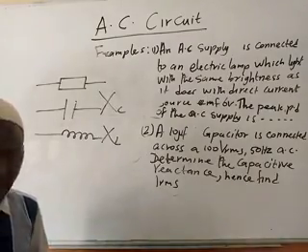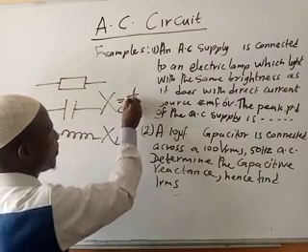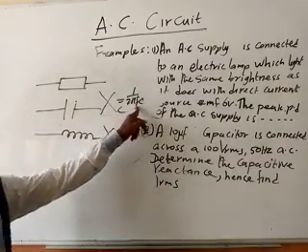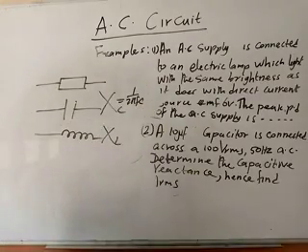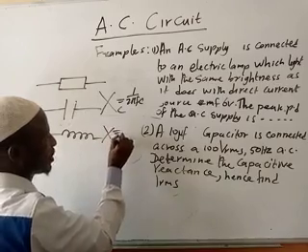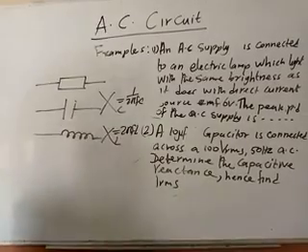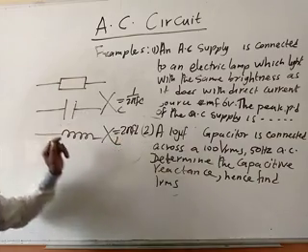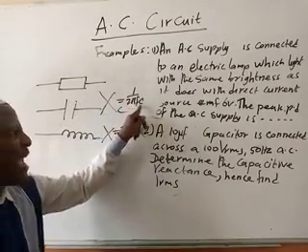Then what is the formula to find it? The formula for finding this one is 1 over 2 pi fC, where f is the frequency. For this one, they are almost the same formula, with only a slight difference. This one is inverse, this one is direct. This one will just give us 2 pi fL. So to calculate inductive reactance, we use 2 pi fL. To calculate capacitive reactance, we use 1 over 2 pi fC.